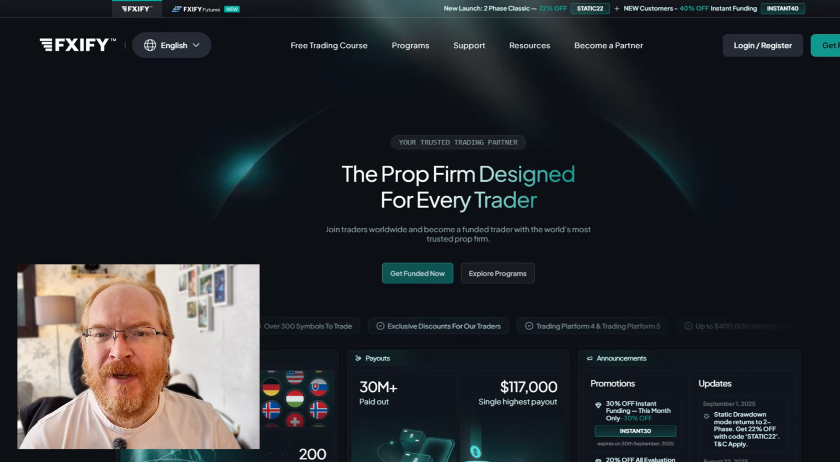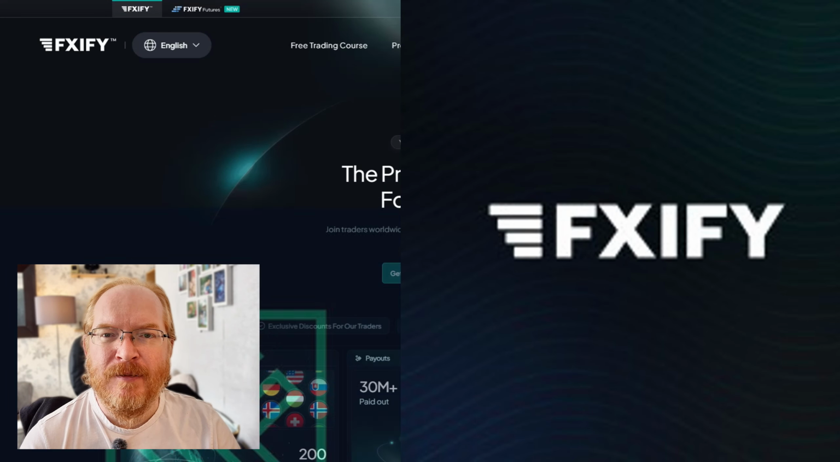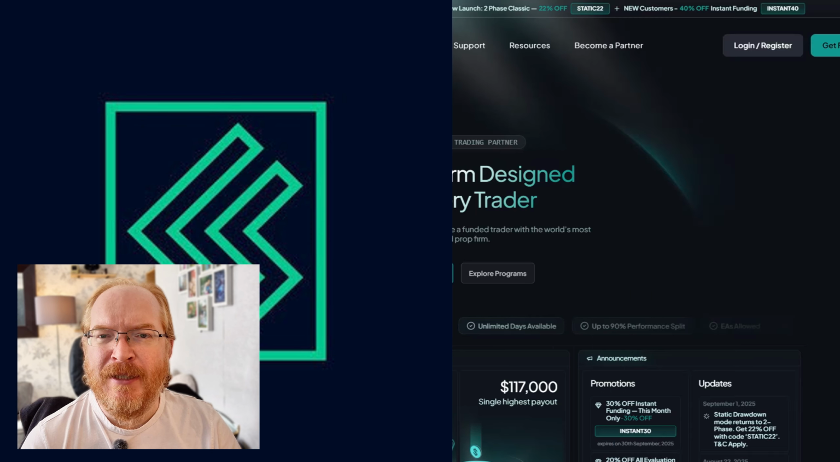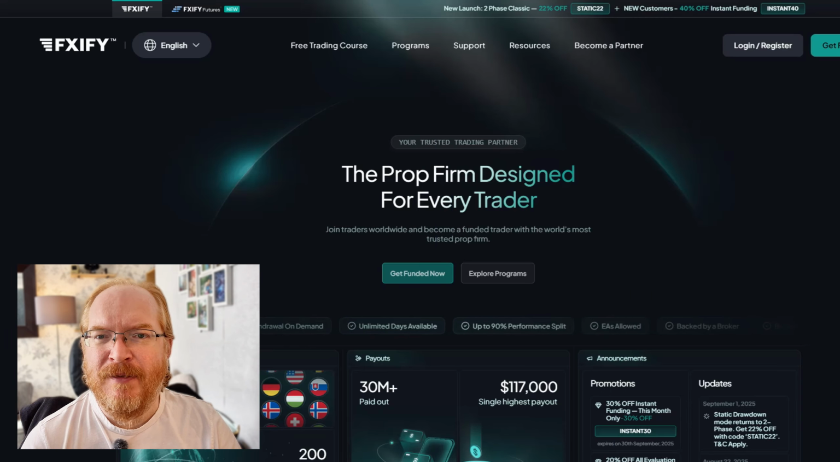Today, let's compare Fxify with Finotive Funding. We'll have a look at similar challenges between the two and see how they compare. Let's dive in. Although smaller than some of the big players you've probably already heard of, Fxify and Finotive Funding are great choices. I actually have accounts with both of them. We'll have a look after.